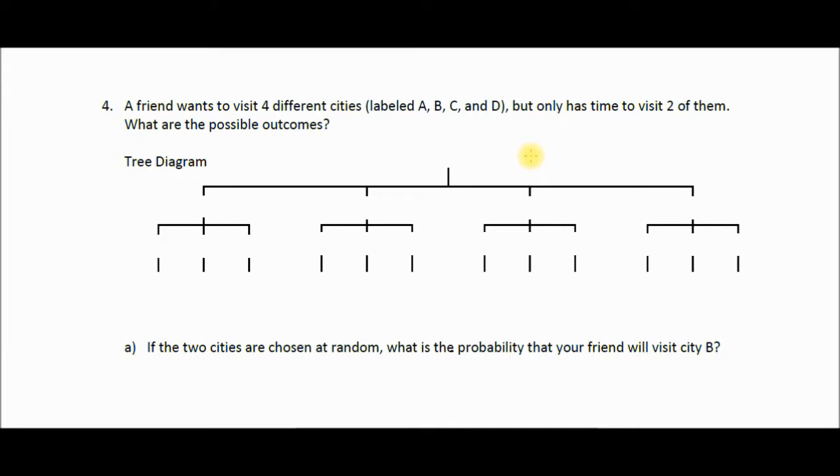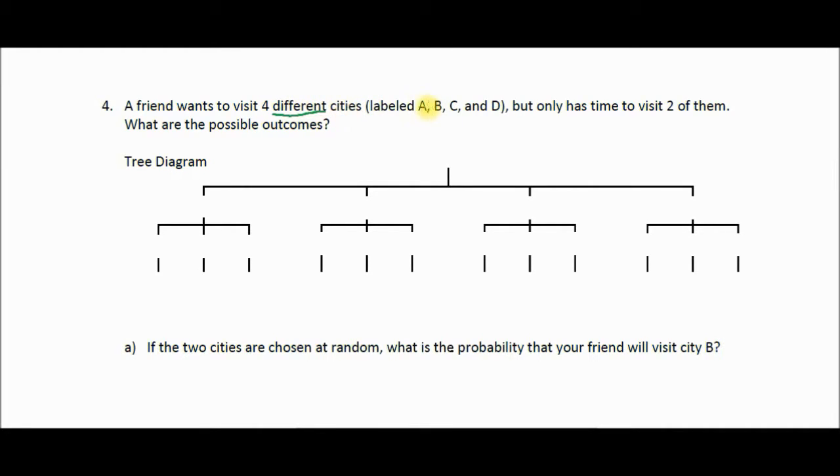Question number 4 on our tree diagrams assignment. A friend wants to visit 4 different cities. In class, remember I told you interpreting the question is very important. You want to see this. A friend wants to visit 4 different cities. That means they can't visit the same city twice.